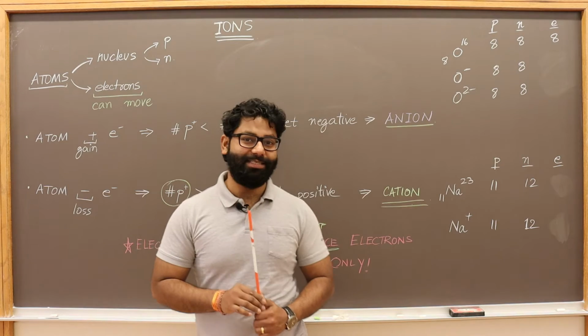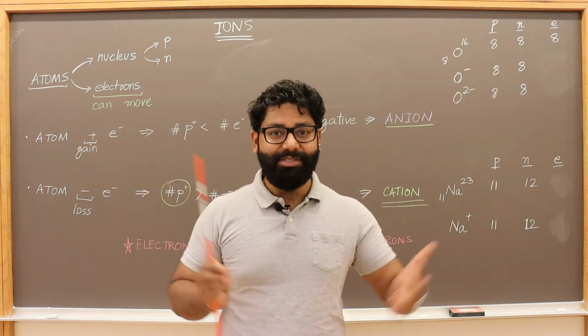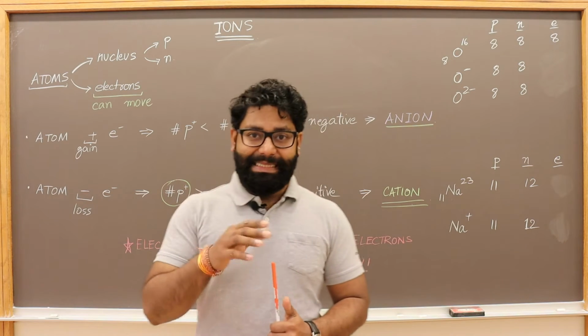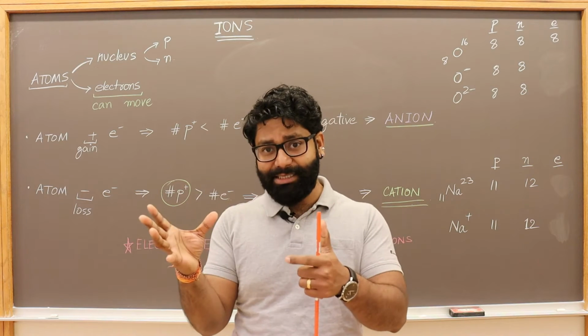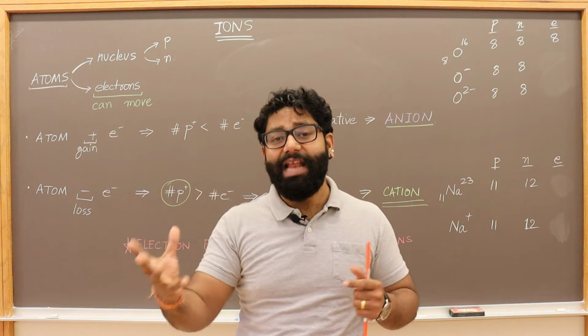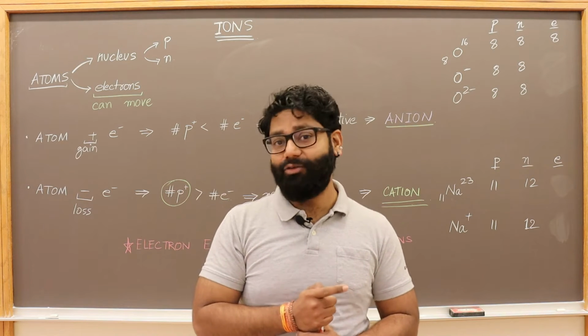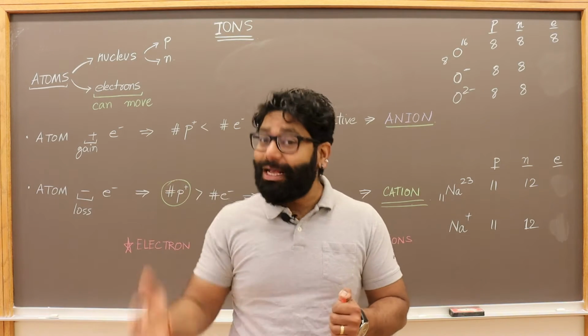Moving on to our next concept, which is the concept of ions or charged atoms. Now we have seen earlier that an atom is made up of two parts: the nucleus, which has the neutrons and the protons, and the electrons, which are in the electron clouds. Okay? Now, we saw that alchemy was not possible.